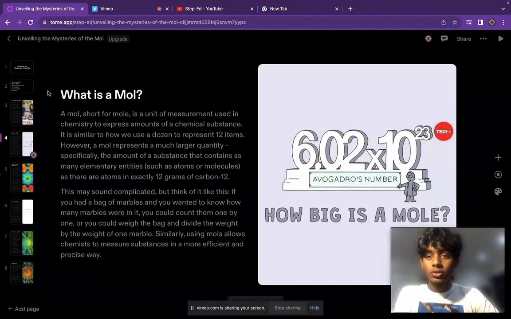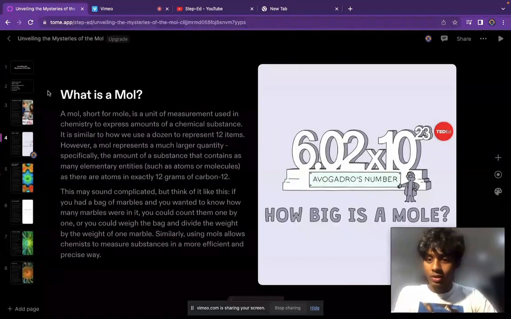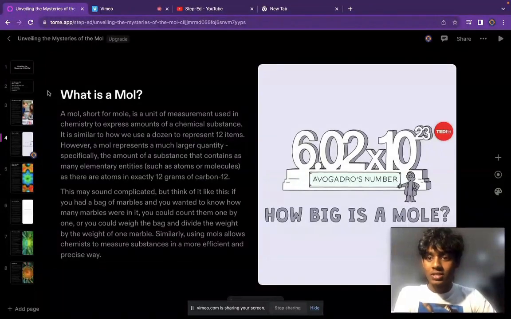A mole is a unit of measurement used in chemistry to express amounts of chemical substance. It is similar to how we use dozen to represent 12 items. However, a mole represents a much larger quantity, specifically the amount of substance that contains as many elementary entities, such as atoms and molecules, as there are atoms in exactly 12 grams of carbon-12.